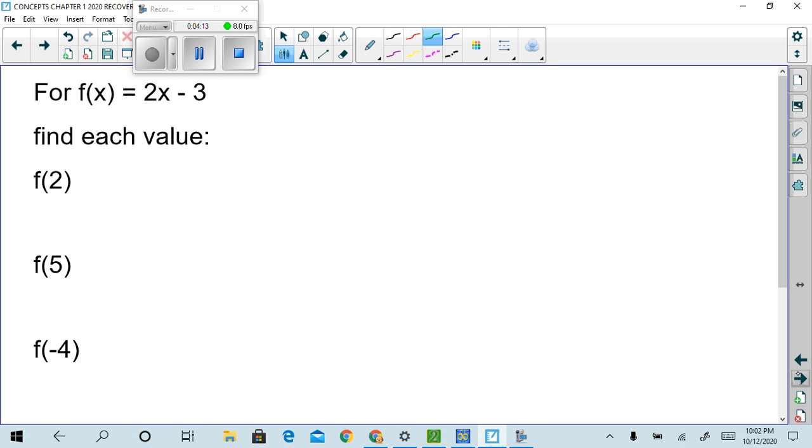Let's try another function. In my new rule, my function says y, or f of x, is equal to 2x minus 3. So let's evaluate and find the value when f is equal to 2, x is equal to 2. That's 2 times 2 minus 3. 4 minus 3 is 1. When we input 2, we'll output 1.